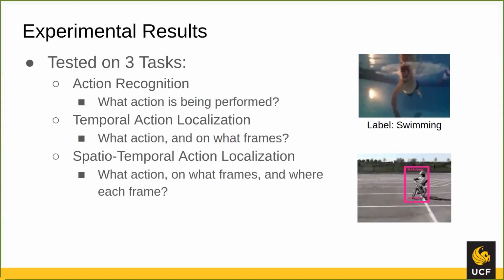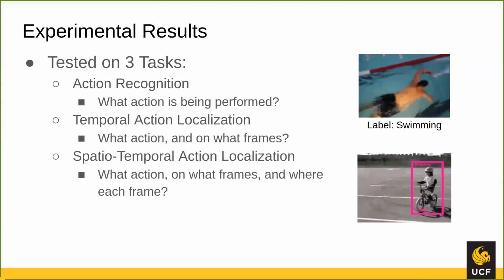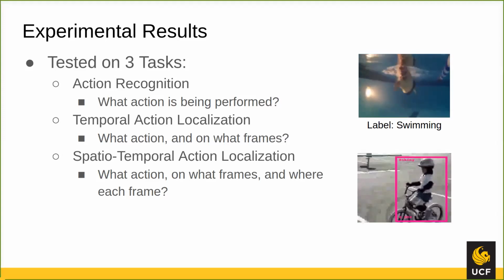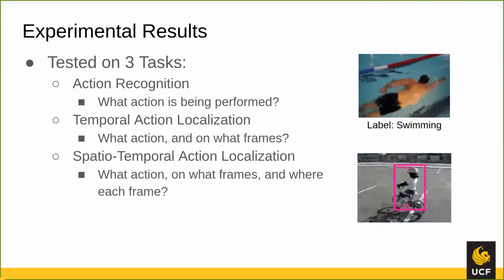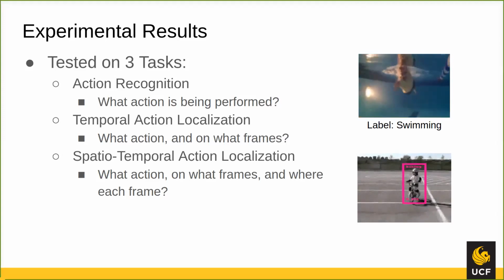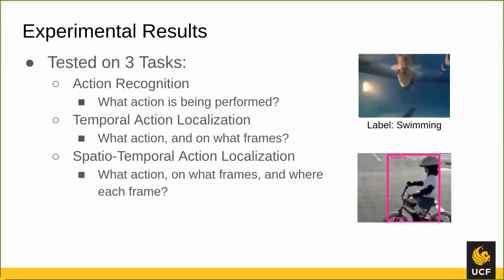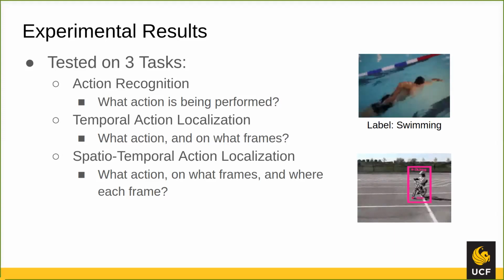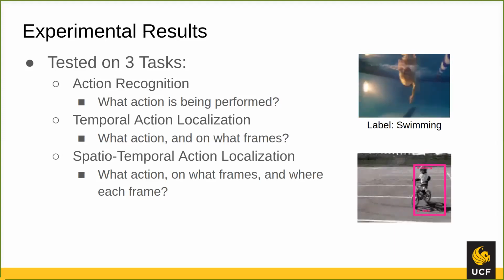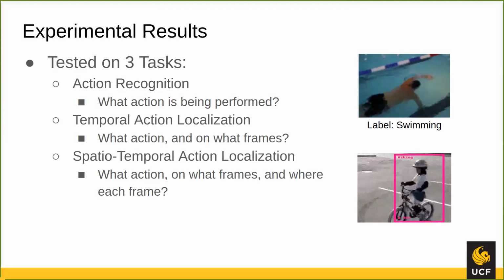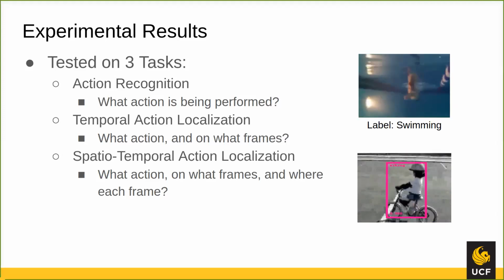And then the last one was spatiotemporal action localization. This asks what action, what frames, and where in the frames. There's an example of this in the bottom right. You can think of this like video detection or video object detection, except they're doing it for action. There's a bounding box for every frame that the action occurs, and then there's also the class associated with it that says biking.